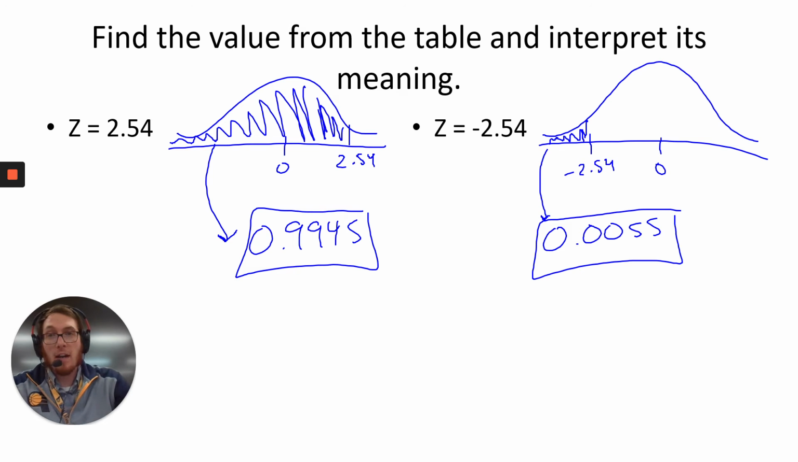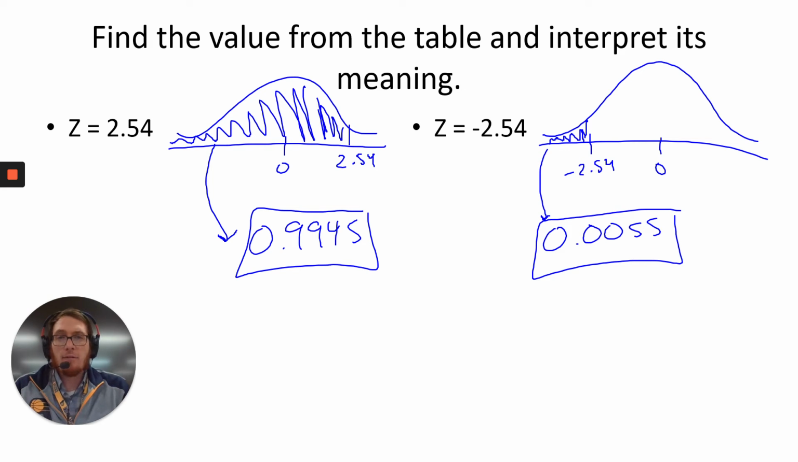The next one is 2.54, so go to 2.5 on the column, 0.4 on the row, match them up. It should be almost the entire table, or the entire area under the curve. Notice this is 0.9945. The area under the whole curve is 1, so almost everything is underneath the curve at that point. And if you think about it, that makes sense. That's 2.54 standard deviations above the mean, and that's what that's looking at.